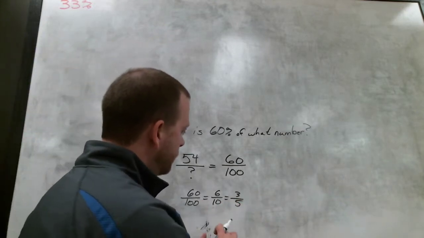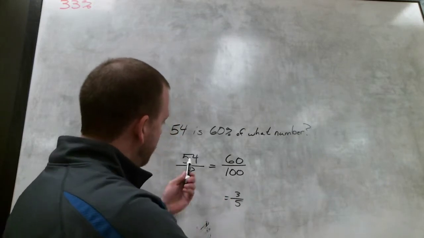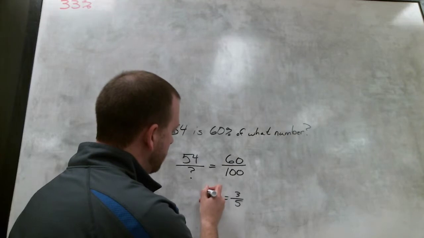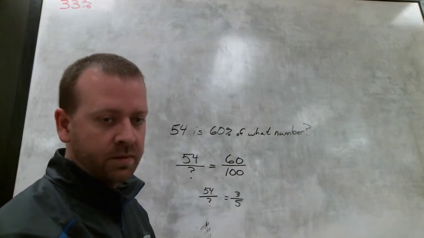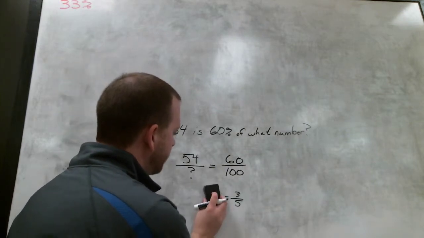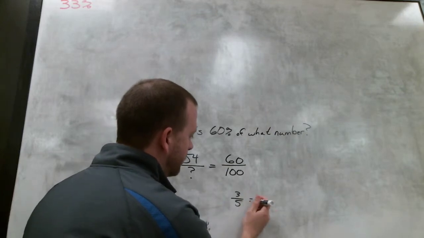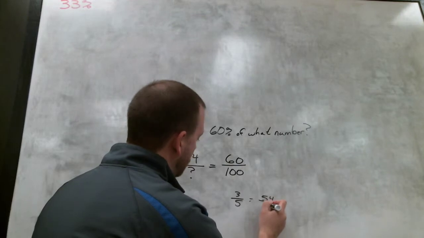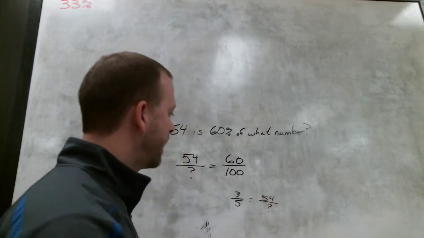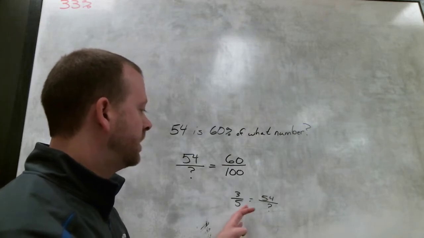Since I know that this is 3/5, I'm going to erase the work we did here. I'm going to bring this 54 over whatever. And actually, you know what? I'm going to rewrite it a different way to make more sense. So I'm going to put 3/5 equals 54 over question mark.